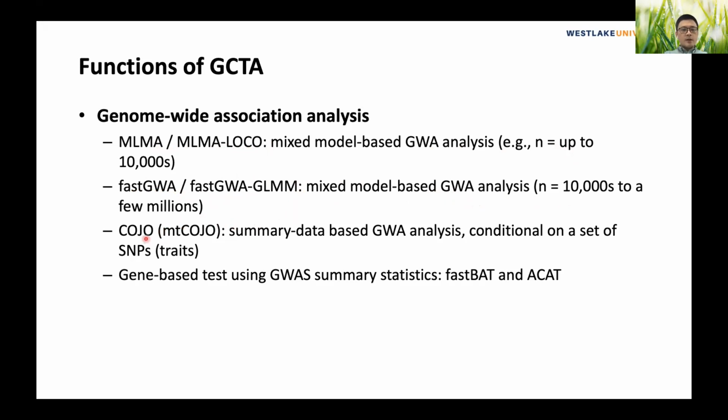We also have COJO and MT-COJO for summary data-based conditional analysis, with COJO to do conditional analysis conditioning on SNPs, and MT-COJO for conditional analysis conditioning on traits. We have also included gene-based test methods such as fastBAT and ACAT.